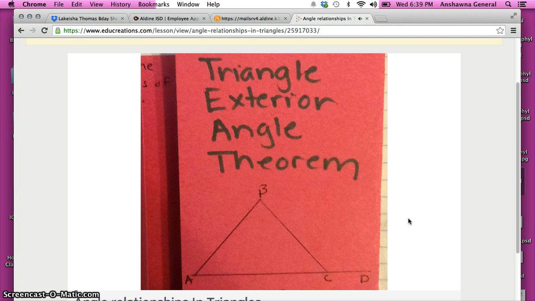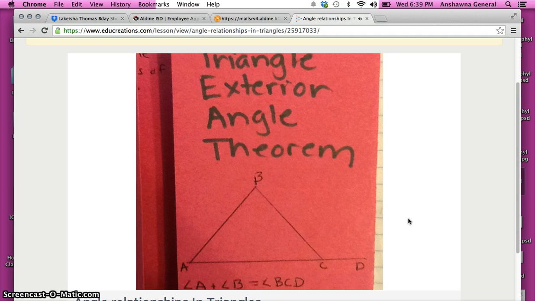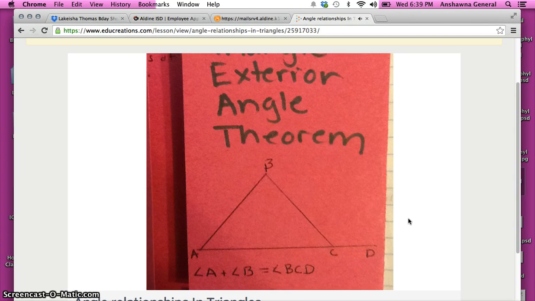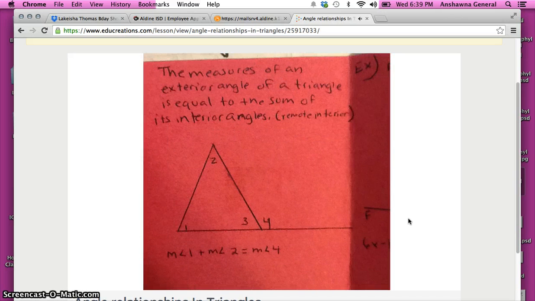Okay, the next flap is for triangle exterior angles theorem. Exterior, remember, means outside. You're going to have this picture here underneath it. Alright, in the inside, you're going to have this. The measure of an exterior angle of a triangle is equal to the sum of its remote interior angles.